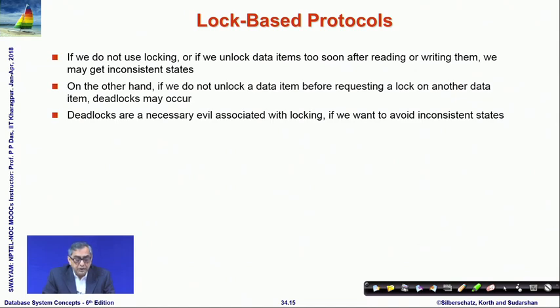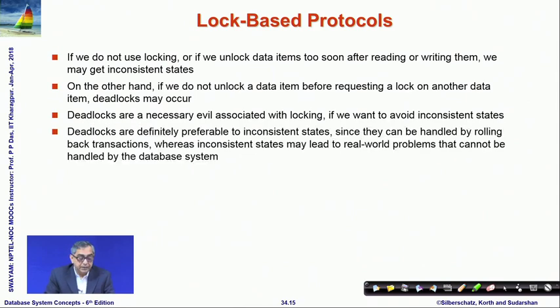Now, deadlocks are a necessary evil of locking. If you do locking, you will always face deadlock if we want to avoid inconsistent states. Between these two, obviously we would prefer deadlock. The reason we prefer deadlock to inconsistent state is that if we have deadlock, we still have the option of rolling back, and we can take different strategies to decide what to roll back and how much to roll back and so on. Whereas, inconsistent states may lead to real-world problems that cannot be handled by the database system. In fact, in many cases I may get into some inconsistent state which is very difficult to even recognize as an inconsistent state.